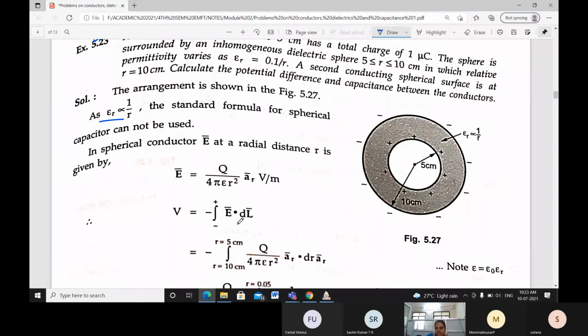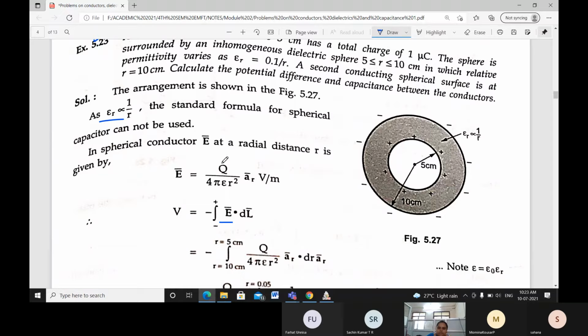A capacitor, if you are going to take it, will have one side as the negative part and another as the positive part, right? That is E dot dl, that is what the limit is going to be here. The outer is 10 and inner is 5 centimeters. Therefore R is going to be, in terms of radius, 10 centimeters to 5 centimeters.